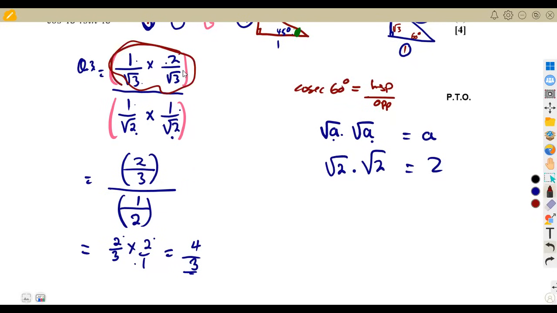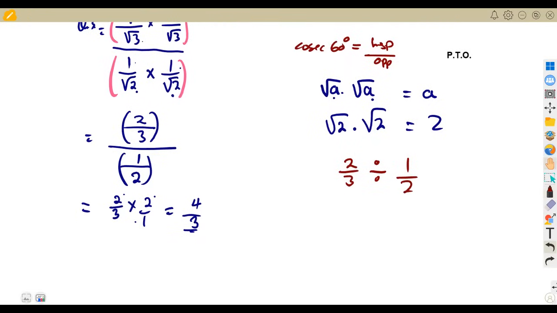Right here, you combine this to be a single fraction, which is the same as this part, which is a single fraction. Then you go back to the statement that this fraction on top, which is 2 over 3, is dividing this fraction below, which is 1 over 2. So if it is dividing, what does it mean?